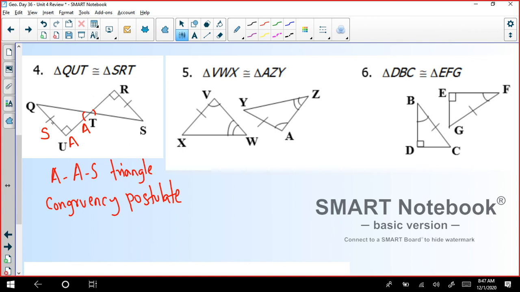Angle, angle, side, triangle congruency postulate is the correct answer for the fourth one. It can't be HL this time because you have only one leg. They have not given the hypotenuse being congruent.